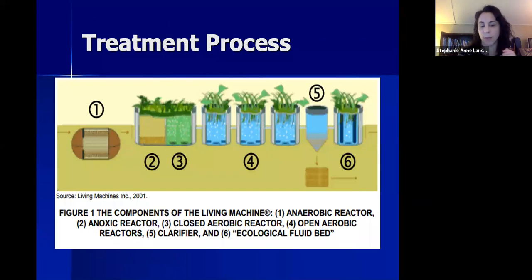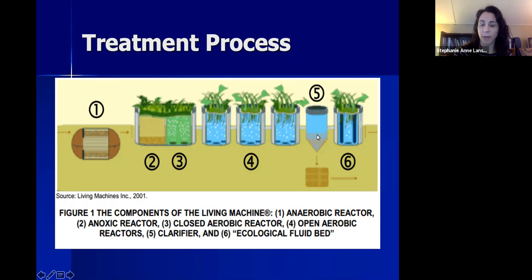So what is this treatment process? So these are the components of the registered trademark living machines. First you have an anaerobic reactor. That is followed by an anoxic reactor. Again, with that anoxic reactor, we have some oxygen, but it's not anaerobic, it's not aerobic, it's a very low oxygen concentration. And then here you have a closed aerobic reactor. That is followed in this system by 3 open reactors that have plants growing within the reactors.